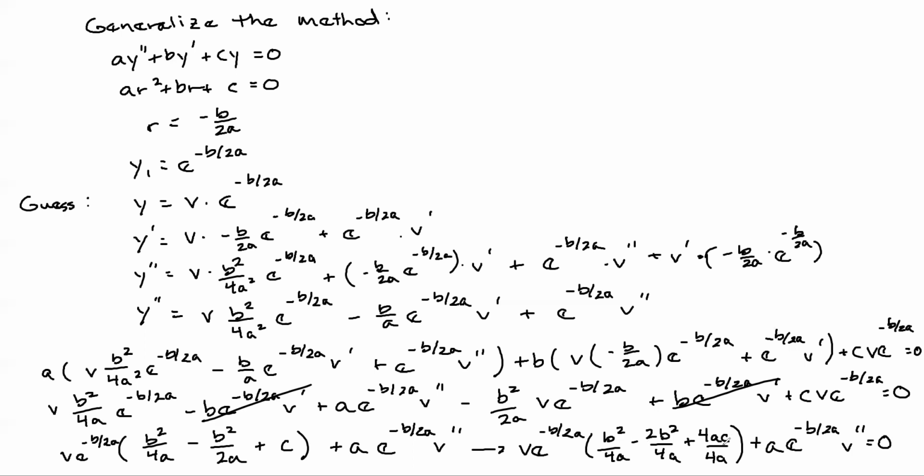All right, so what's going to happen to this? So you've got b squared over 4a minus 2b squared over 4a. So that's going to become a negative b squared over 4a. So we'll have v e to the negative b over 2a times negative b squared plus 4ac over 4a, plus a e to the negative b over 2a v double prime equals 0.